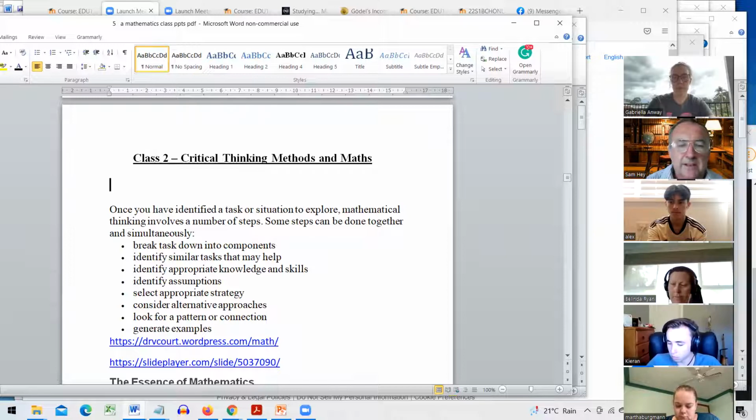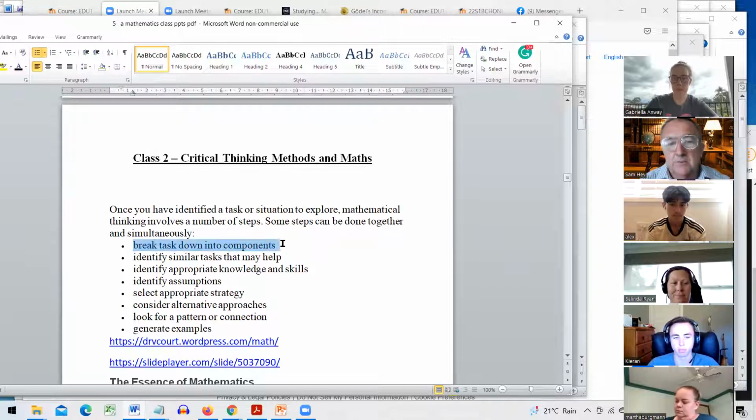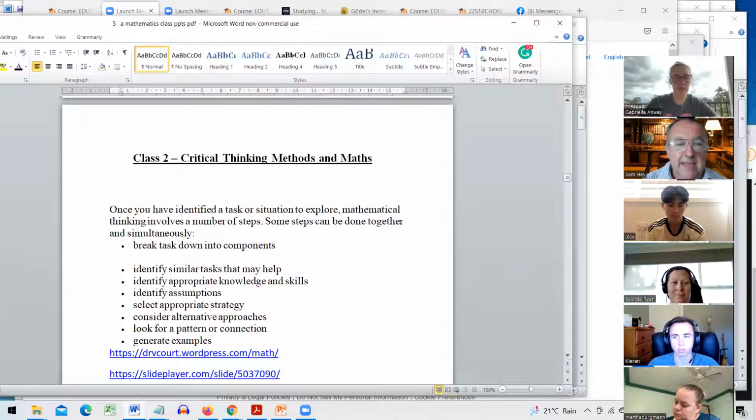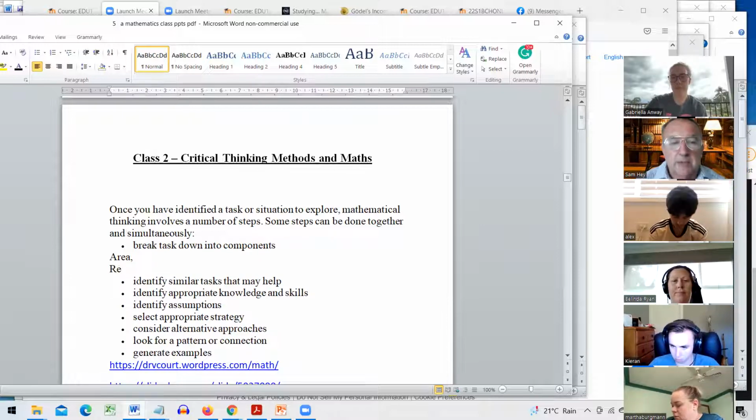Once you've identified a task, a question, a problem, or a situation to explore using mathematical thinking, then we often break the challenge down into a number of steps, which can be done together or separately. One of the steps in maths is to break the task down into components. If we're looking at area, we might think of what are the aspects of the area. We've got length, we've got breadth, we've got volume. You might also want to think about resources.